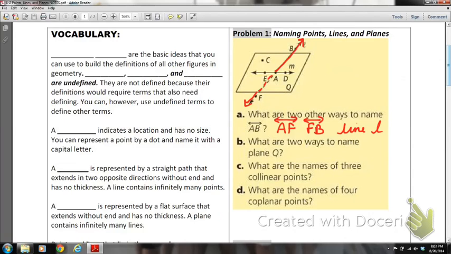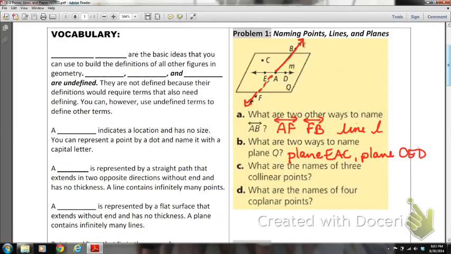What are two ways to name plane Q? Planes can be named with any 3 points that lie in the plane. So we could have named it plane EAC, or plane CED would have been another correct name for it because those are 3 points that lie in the plane.